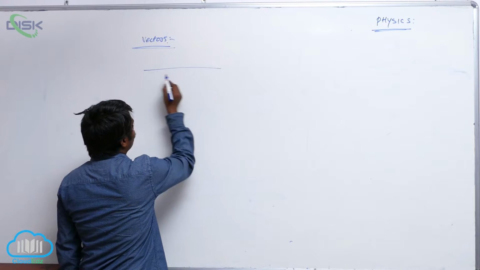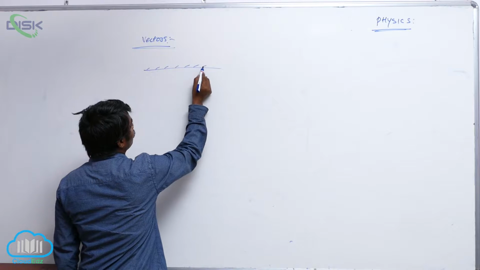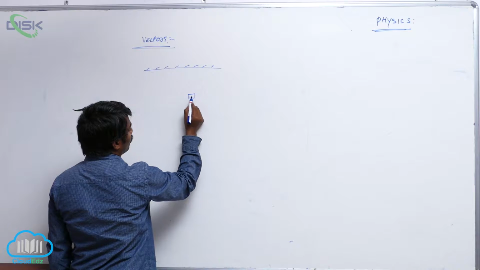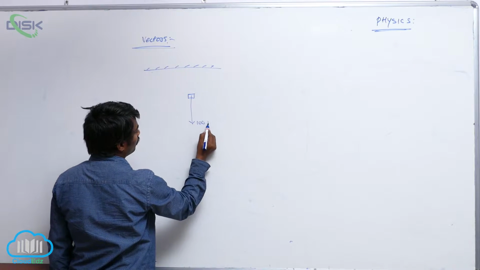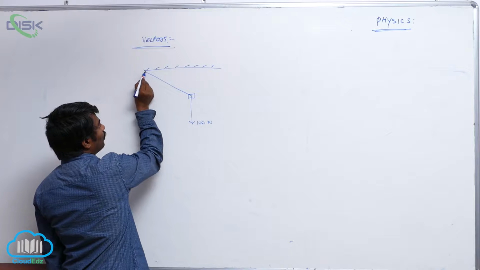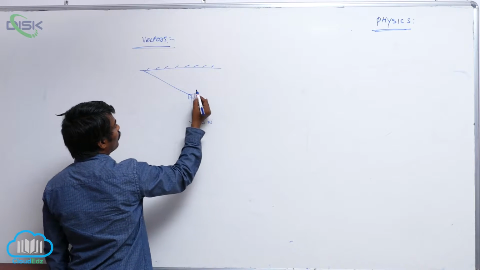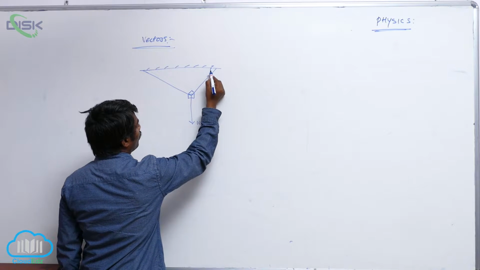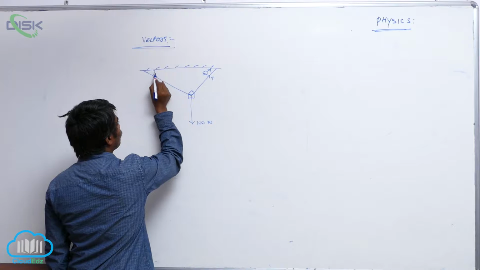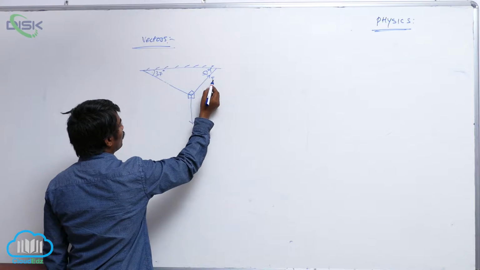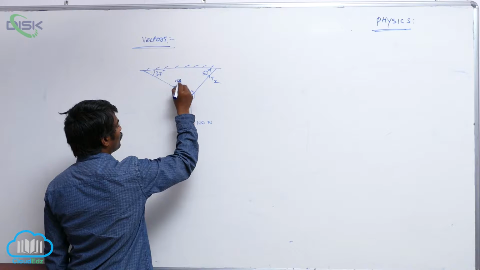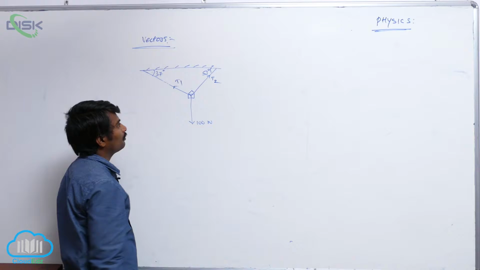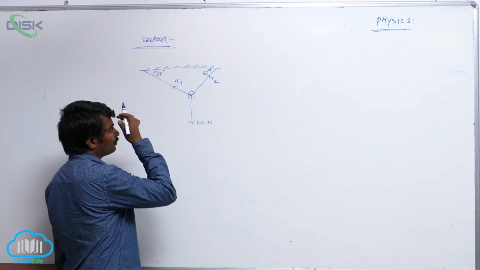Let us solve one problem by applying Lami's theorem. Here is the object. The weight of the object is 100 Newton. It is suspended with the help of two strings. This angle is 90 degrees, and this is 53 degrees, 37 degrees. The tension developed in this string is T2, in this string is T1. Now if it is in equilibrium, let us calculate T1 and T2.